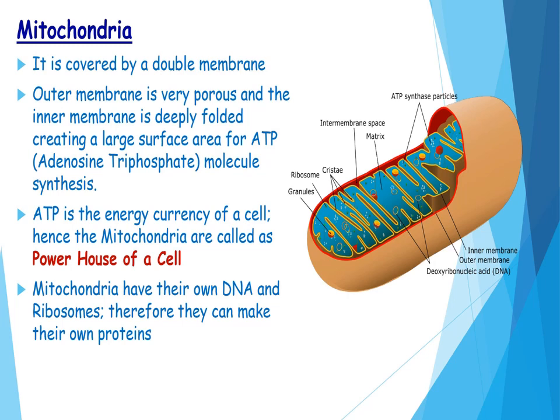Mitochondria is called powerhouse of cell because it is a site of energy production, respiration and food oxidation. Energy is produced in the form of ATP molecule. ATP means adenosine triphosphate. It is the energy currency of cell. It is semi-autonomous in nature because it has its own DNA and RNA, so it can make its own proteins.